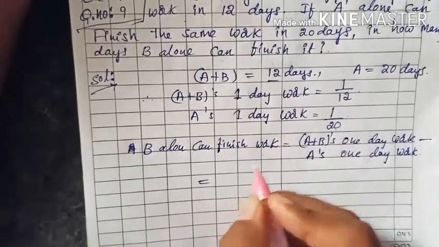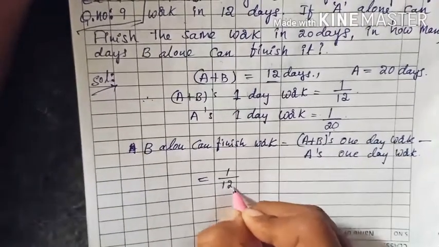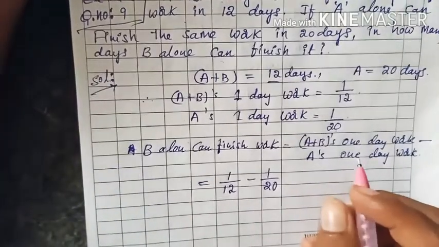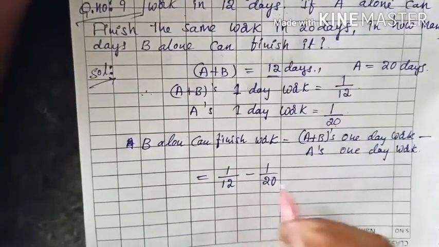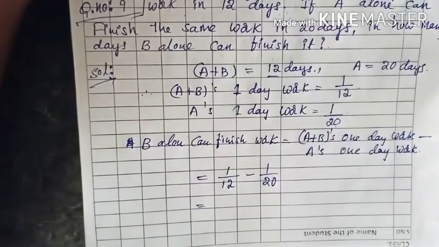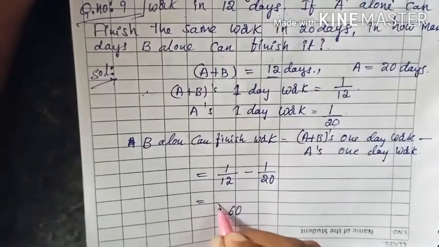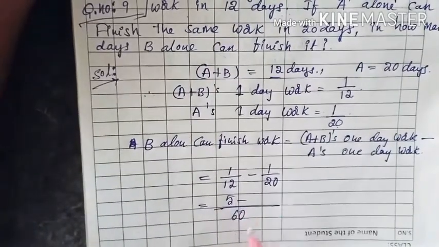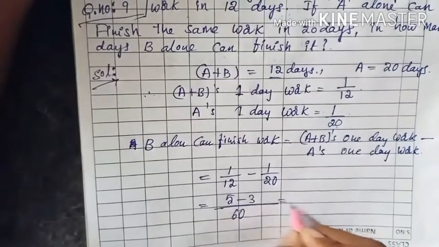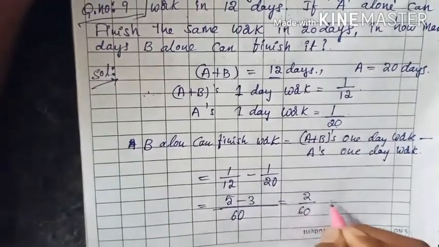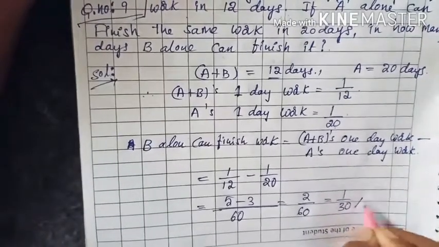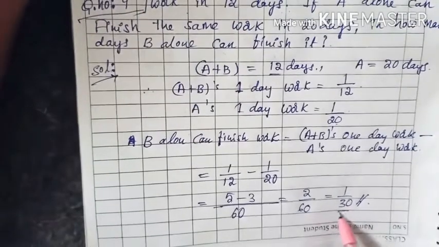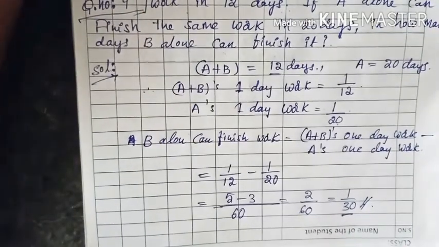So A plus B's 1 day work is 1 by 12. A's 1 day work is 1 by 20. We already know what the LCM is. 12, 20, 60 is the LCM. 12 5 times, 5 into 1 is 5. 20 3 times, 3 into 1 is 3. So 2 by 60, that means 1 by 30. So 1 by 30 is B's 1 day's work. B's 1 day's work is 1 by 30. So B can finish the whole work in 30 days.